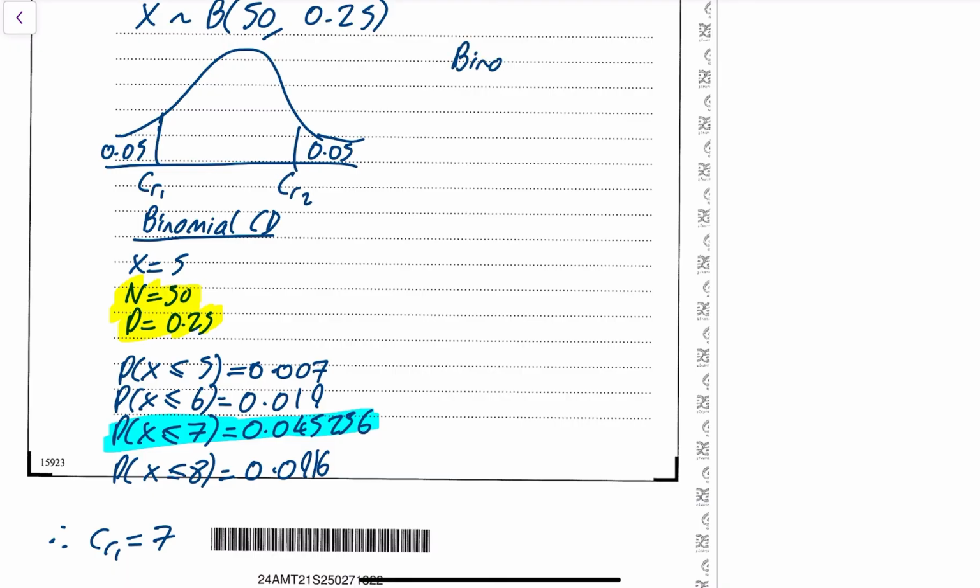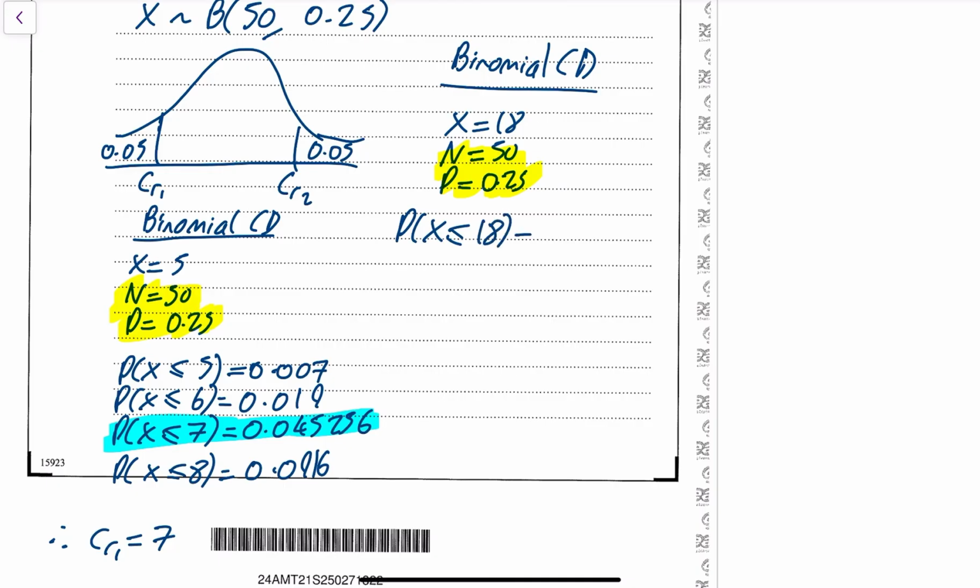And we're using our binomial CD. Now the x value I'm going to start with is 18. My n value again is 50. My p value is 0.25. And again, like the last one, I'm going to fire this into my calculator, see what I get. So what this tells me is probably x is less than or equal to 18 is equal to 0.971267.